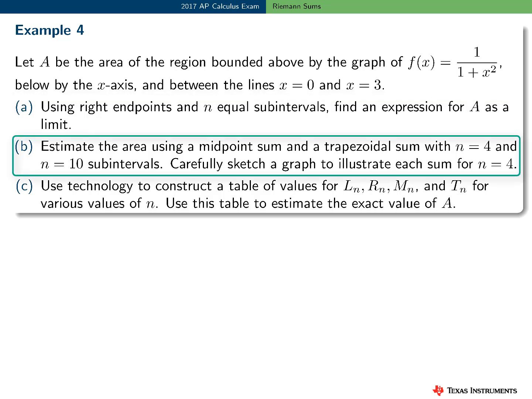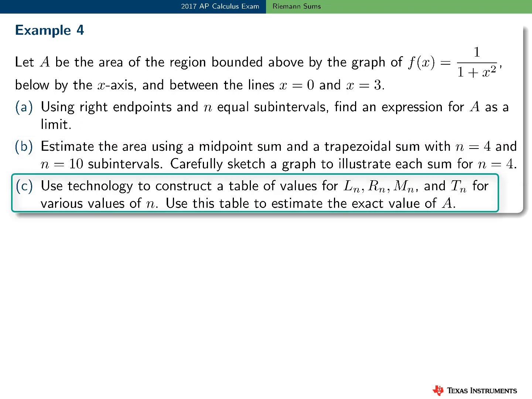Estimate the area using a midpoint sum and a trapezoidal sum with n equal 4 and n equal 10. And carefully sketch a graph using technology to illustrate each sum for n equal 4. Use technology to construct a table of values for a left Riemann sum, right Riemann sum, midpoint sum, and trapezoidal sum for various values of n, and use this table to estimate the exact value of A.